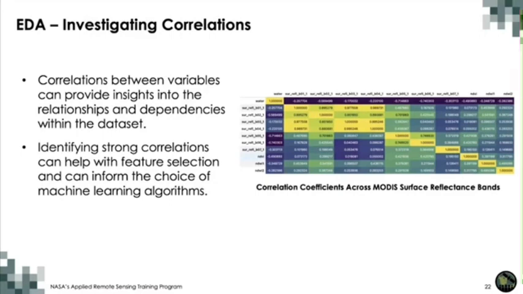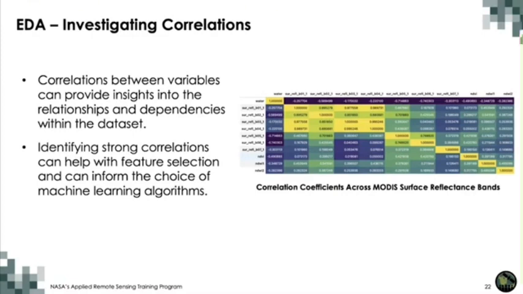Highly correlated variables can lead to multi-collinearity, which can cause issues in model interpretation and lead to unstable and unreliable model coefficients. Therefore, it is important to identify and handle highly correlated variables in the dataset before developing our machine learning models.